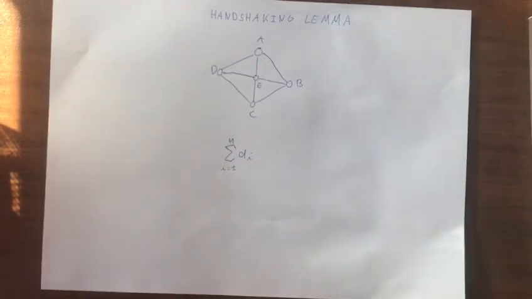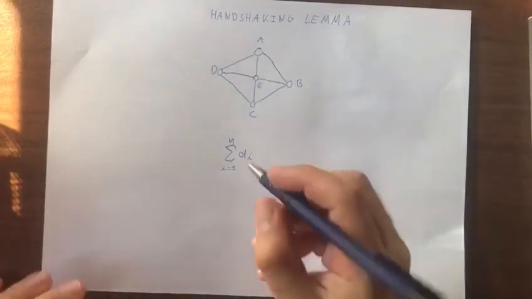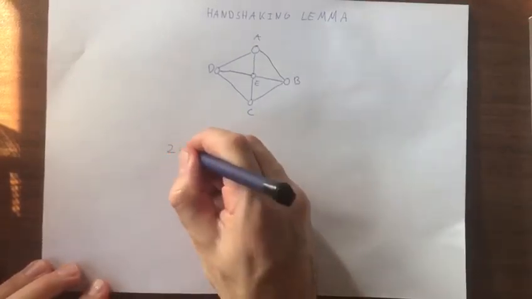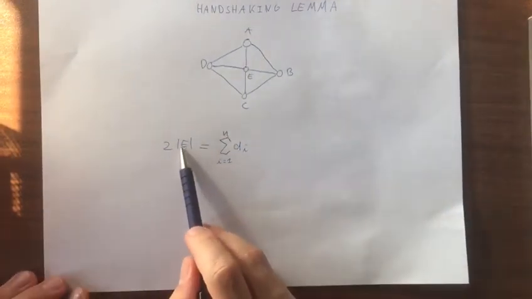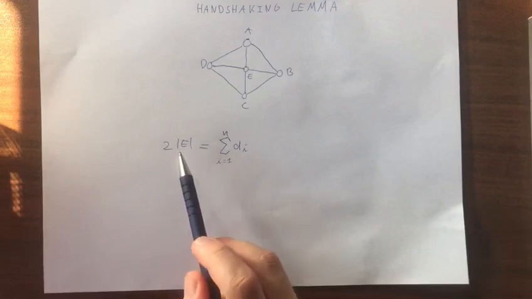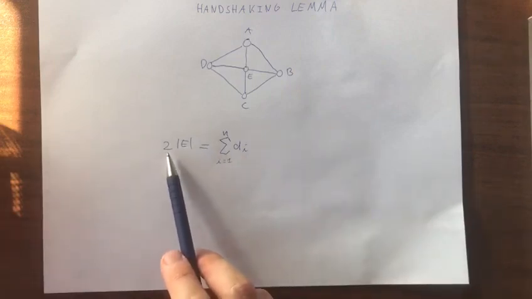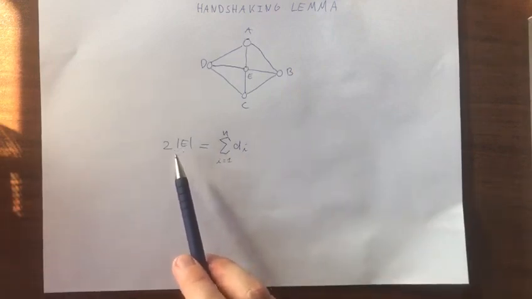And taking the sum of all the degrees will give us twice the amount of edges. This is noted as the amount of edges of the graph. And why is it twice the amount of the edges of the graph?